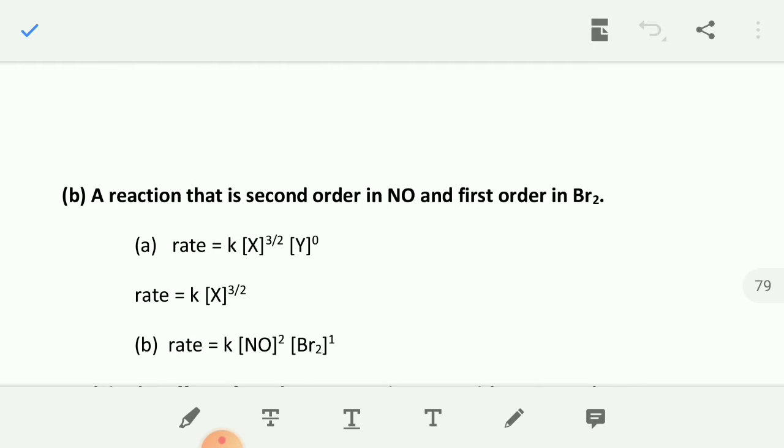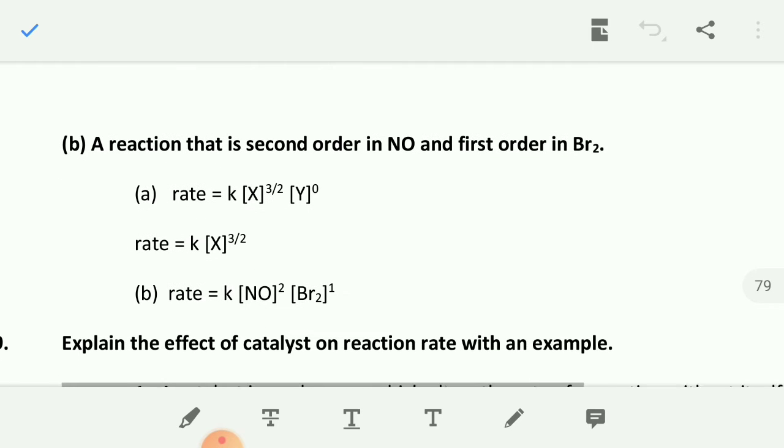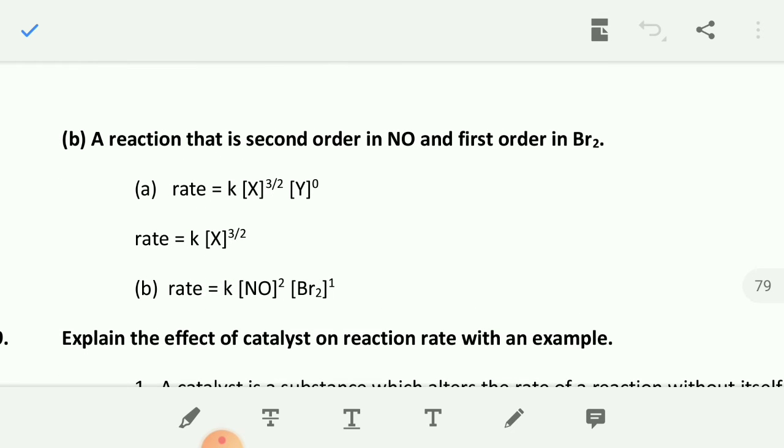Then what is B? Second order in NO, first order in Br2. So rate equals k, active mass of NO squared and active mass of Br2. Because Br2 is first order, the power is 1, and NO is second order, so the power is 2.